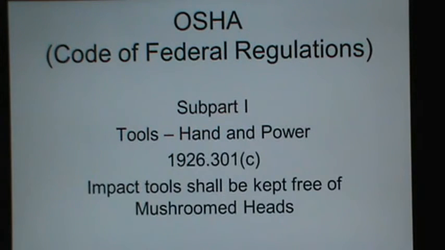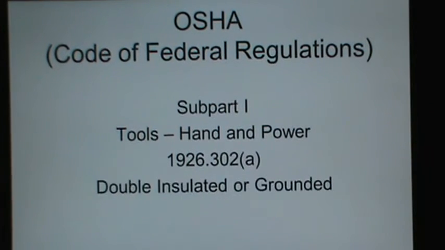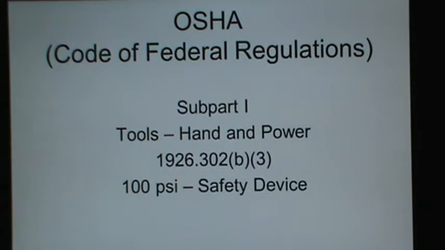Let's go to the next little section. We're talking about hand tools there. Paragraph 301C says your impact tools like your drift pins, your wedges, and chisels shall be kept free of mushroomed heads. Are they describing all of your chisels in your toolbox? Yeah, kind of me too. Let's go to paragraph 302A, electric power operated tools. Yeah, man, they got to be double insulated or grounded. So go ahead and highlight paragraph 302A.